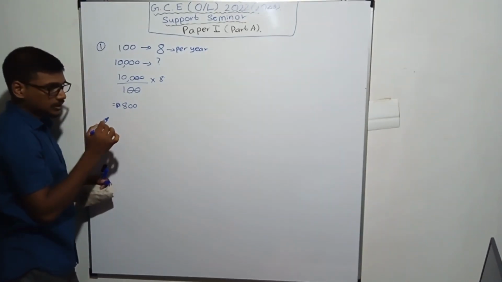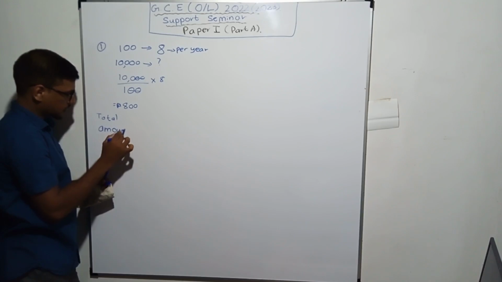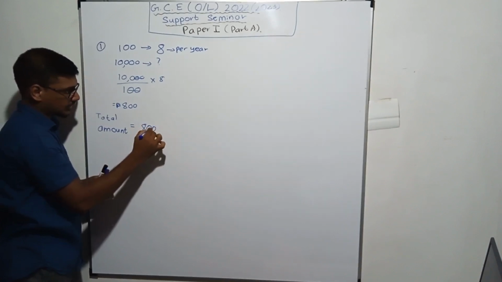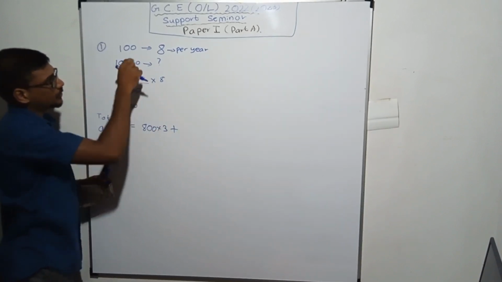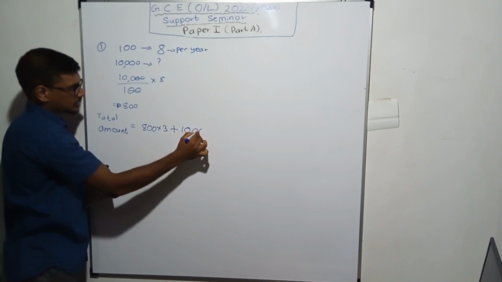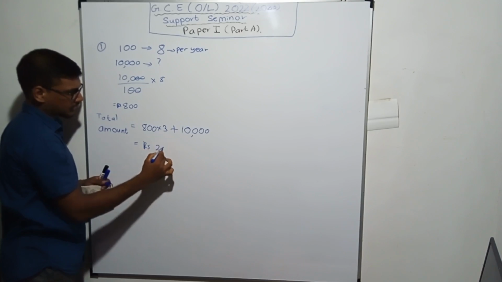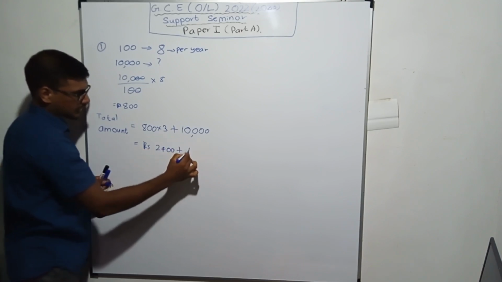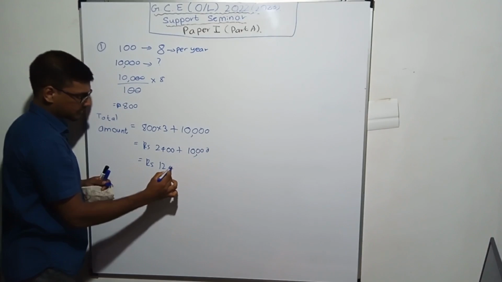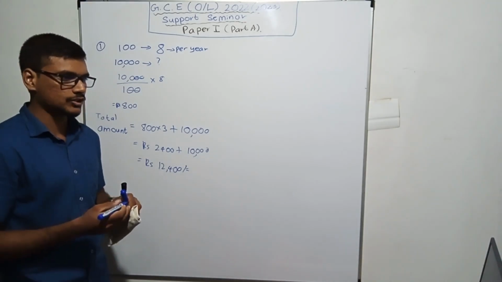They are asking for the total amount. This is per year, and you have to pay it back in 3 years. So 800 times 3, plus you have to pay the amount which was lent, 10,000. So the total amount will be rupees 800 into 3, 2,400, plus 10,000. So it will be rupees 12,400. I think it's clear. So we'll move to the next question.